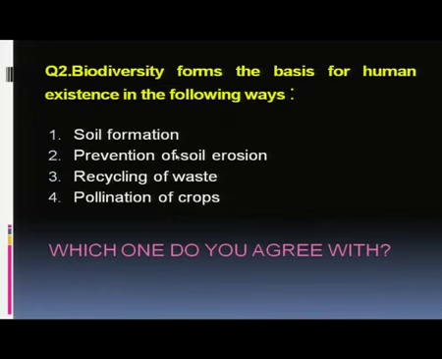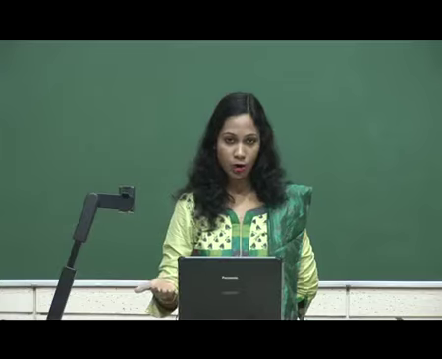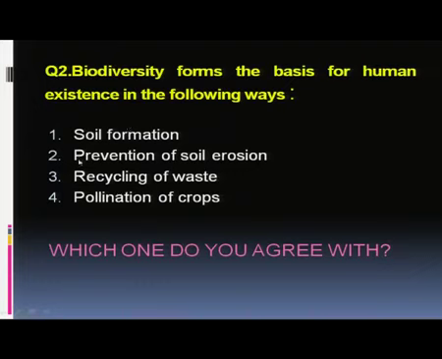Biodiversity is essential for soil formation, because soil formation occurs by the process of weathering, and we know that there is an interaction of the biotic and abiotic factors which helps in breaking down the rocks and boulders and forms the soil. Moreover, the litter and the dead matter also gradually form the humus and add to the fertility of the soil. Secondly, prevention of soil erosion, we cannot agree more. The presence of plants, trees, grasses, the roots, they hold the soil together and help in preventing soil erosion.